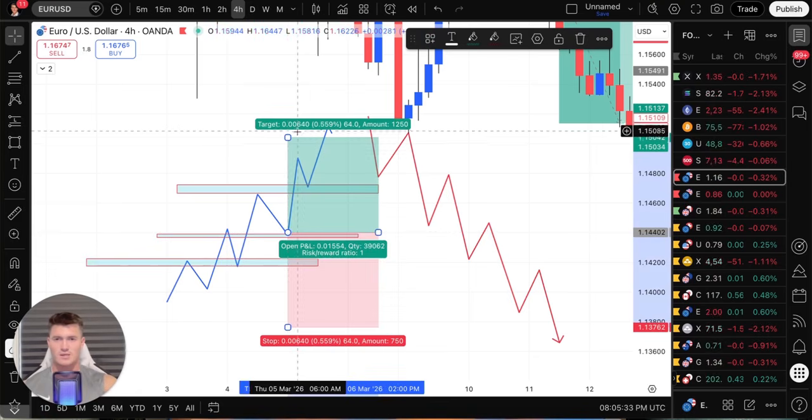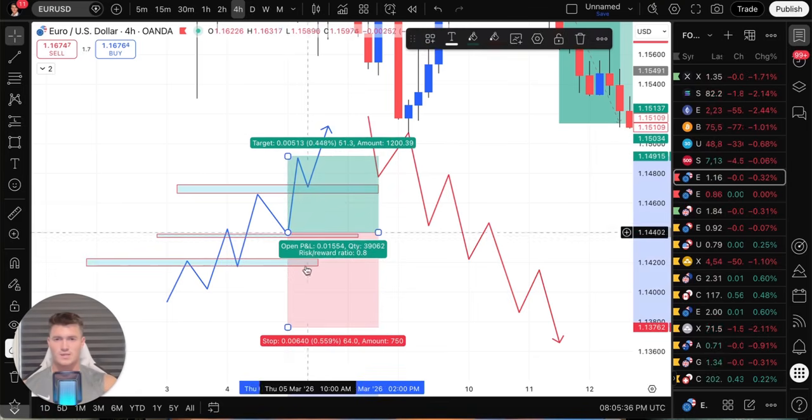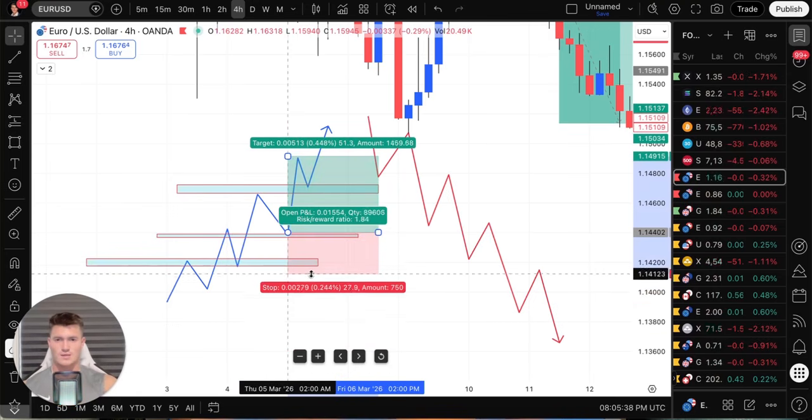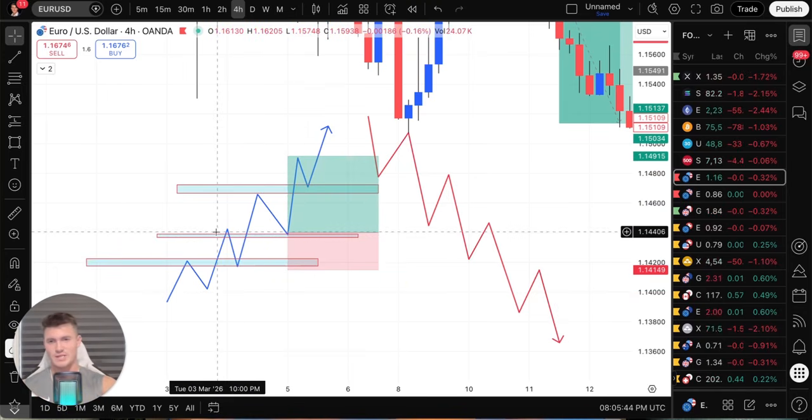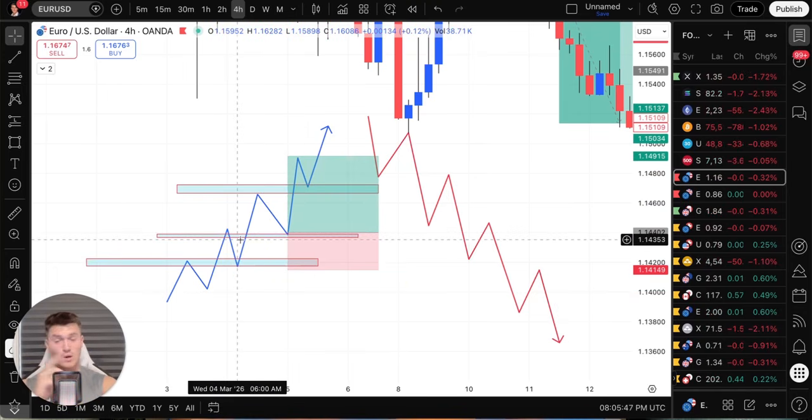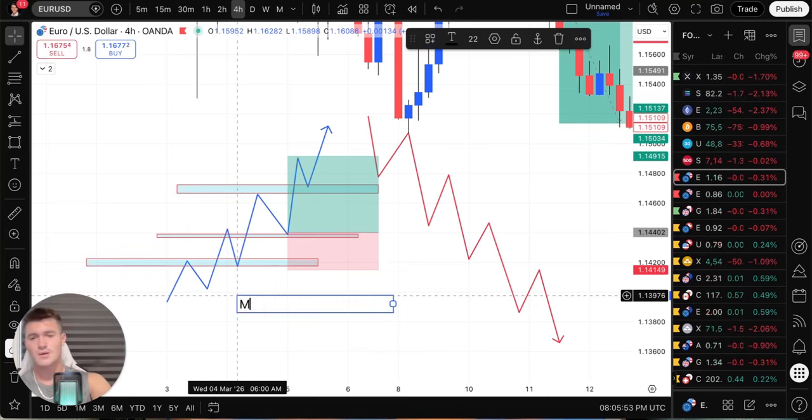Our goal is to catch moves like this, or 1 to 2 risk to reward. We want to get in on this sniper entry, retesting the previous structure point. Want to make sure that we're rejecting the previous structure point. I'm going to put that down. Make sure we are rejecting the previous structure point.